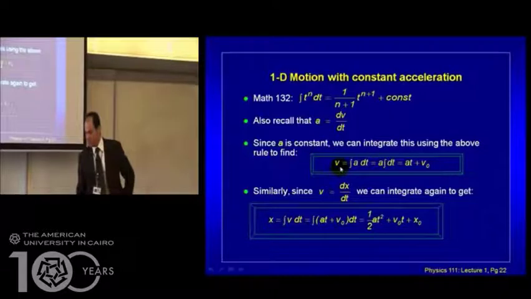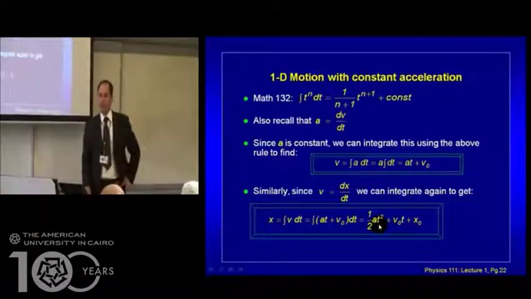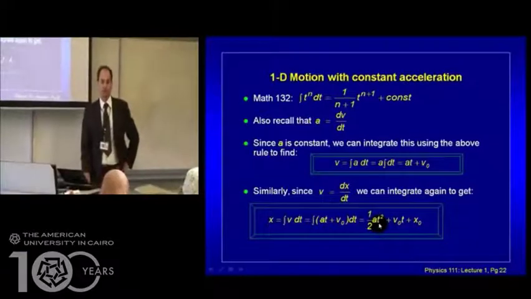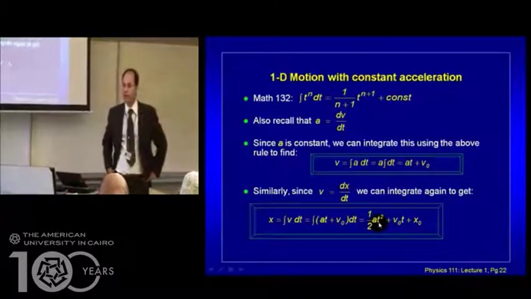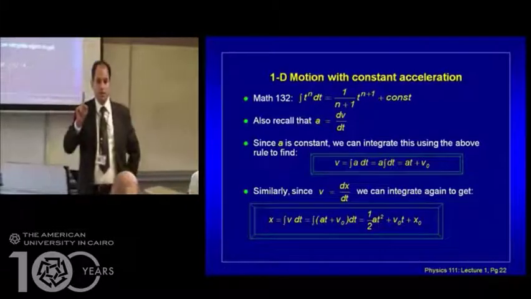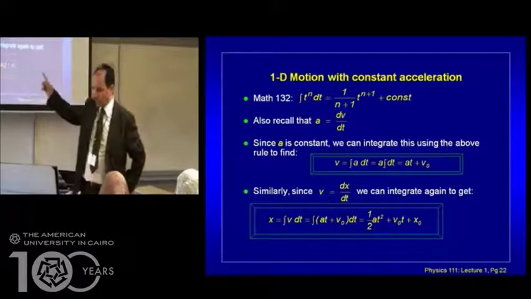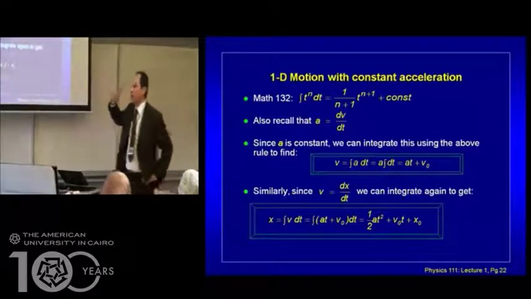V equals V0 plus at, x equals x0 plus V0t plus half at squared. We call those kinematic equations. Those equations should give us all information about any moving object. And by all information, I mean position and velocity, assuming that the acceleration is constant. Remember that.